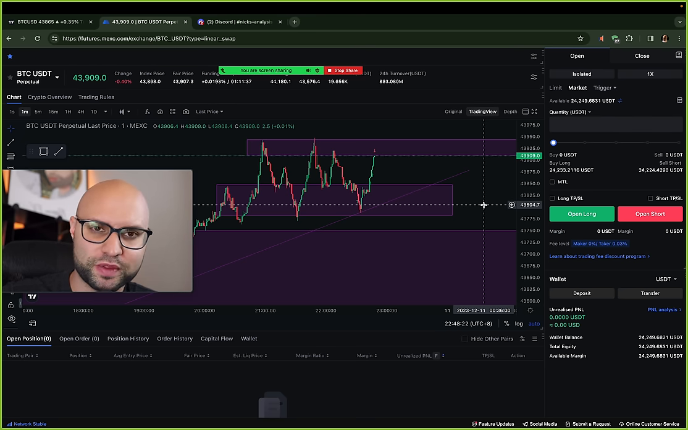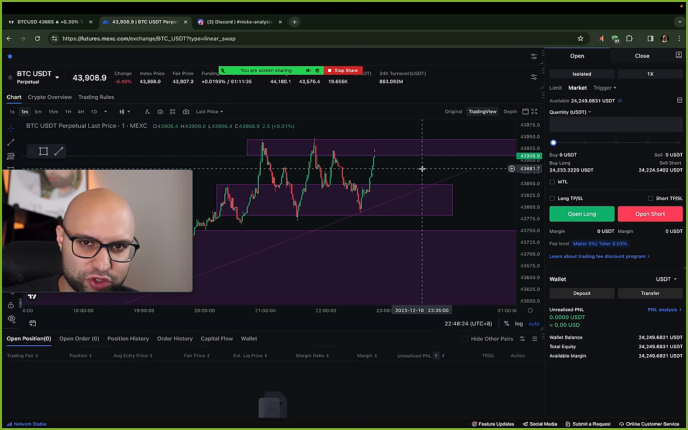I want to also point out, whenever you do this, literally half of the trades will just straight start going into loss, or they'll invalidate.